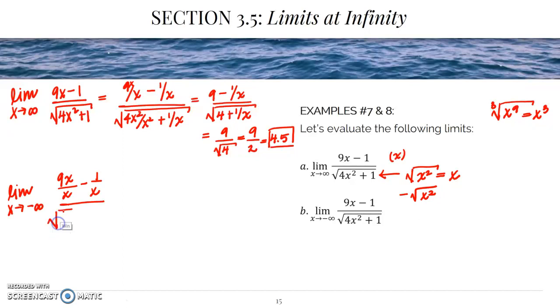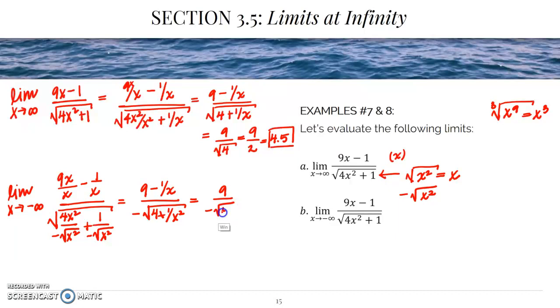So what I'm going to plug into the square root is going to be 4x squared divided by the negative root of x squared, plus 1 over the negative root of x squared. So what is going to happen, if I think about my rules with square roots here, is that this negative is going to come out in front. So I'm still going to have 9 minus 1 over x, but then what I end up with down here is the negative square root of 4 plus 1 over x squared. So this is then going to simplify to 9 over the negative square root of 4, which is going to be negative 9/2 or negative 4.5.